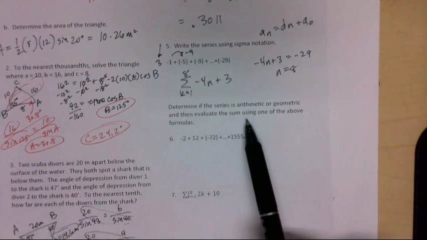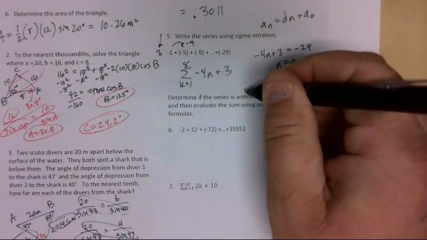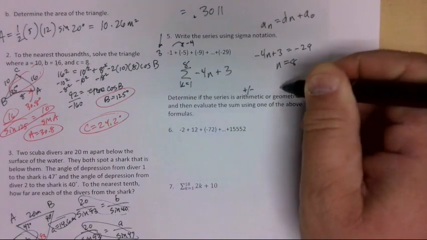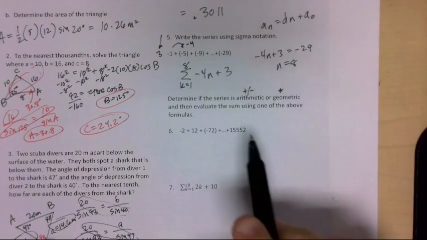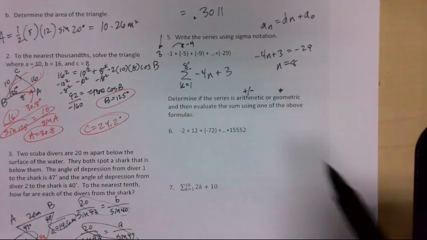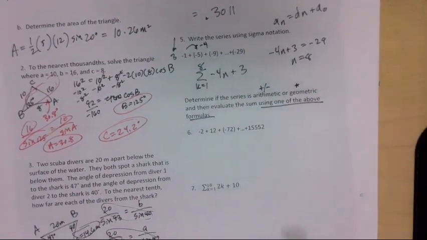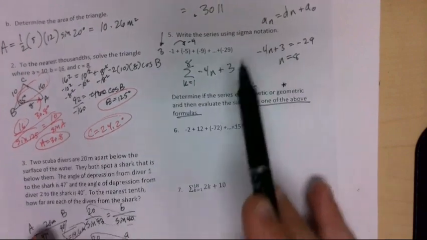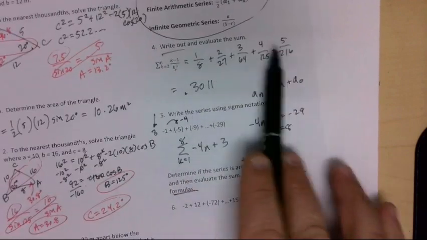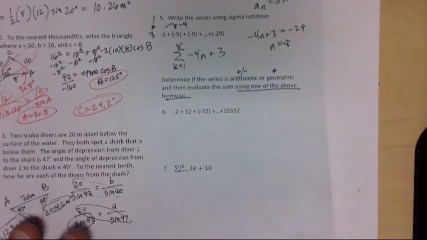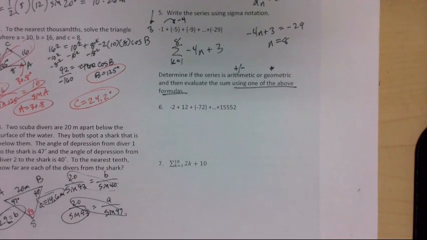Okay, determine if this is arithmetic or geometric. Remember, arithmetic is adding or subtracting, geometric is multiplying, and then evaluate this using one of the above formulas. So, using one of the above formulas, I'm told that I can't just write out the terms like here. I've got to use a formula.